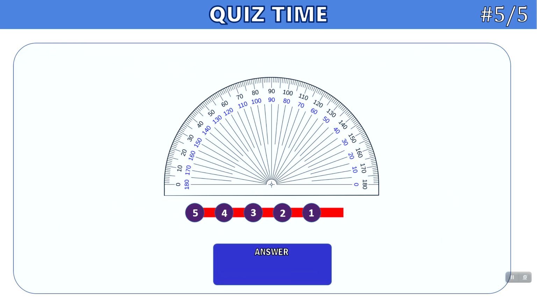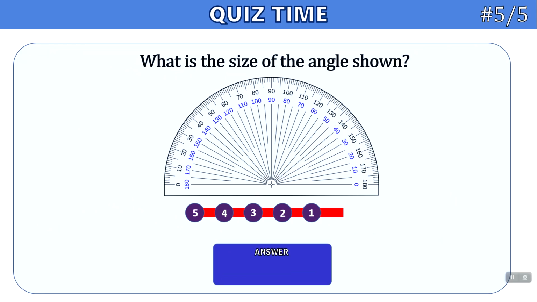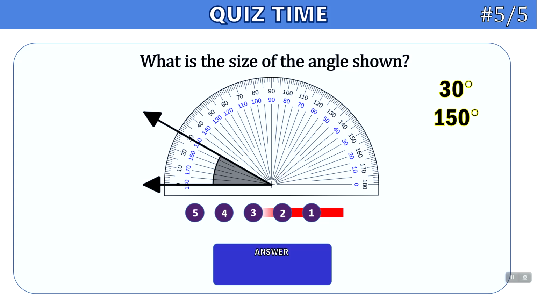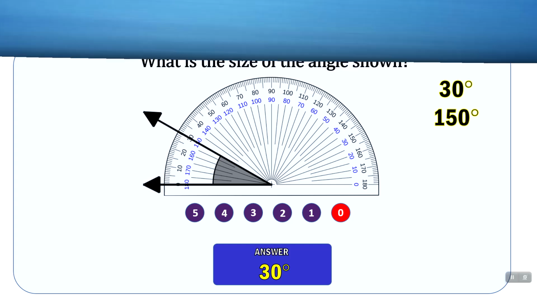Last question. Question 5. What is the size of the angle shown? 30 degrees or 150 degrees? 5 seconds. Time's up. The answer is 30 degrees. Again, we can see that the ray sits on the 0 using the outside scale, the black scale, and the other ray stops at 30, and therefore this is 30 degrees. We also know that this is smaller than a right angle because a right angle looks like an L, and this is smaller than that.